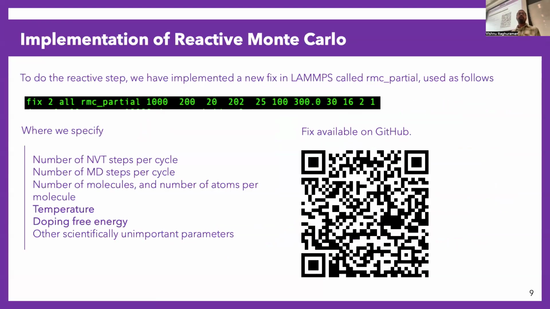And we've implemented this approach as a fix in LAMMPS. It is available publicly on our group GitHub page. And it's a fix that has to be run with some other MD fix, of course, like NVT. And you can specify the number of NVT steps. So here I've specified 1,000, this is 1 picosecond of MD. And then after every 1 picosecond of MD, I do 200 MC steps. And then a bunch of parameters for the size of my system, the number of molecules, temperature, and so on.